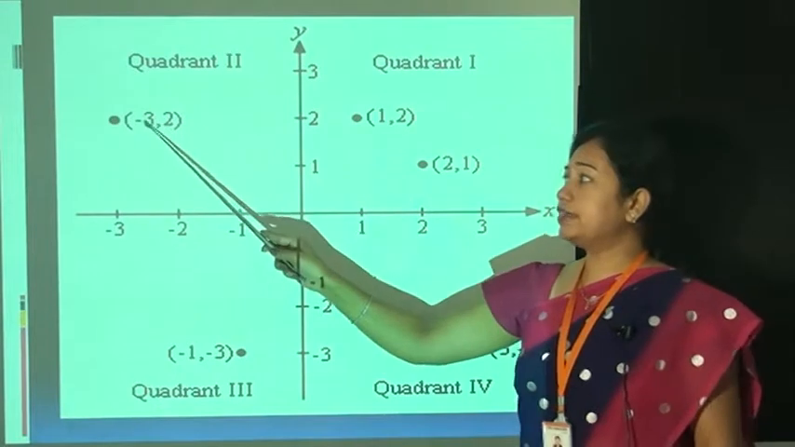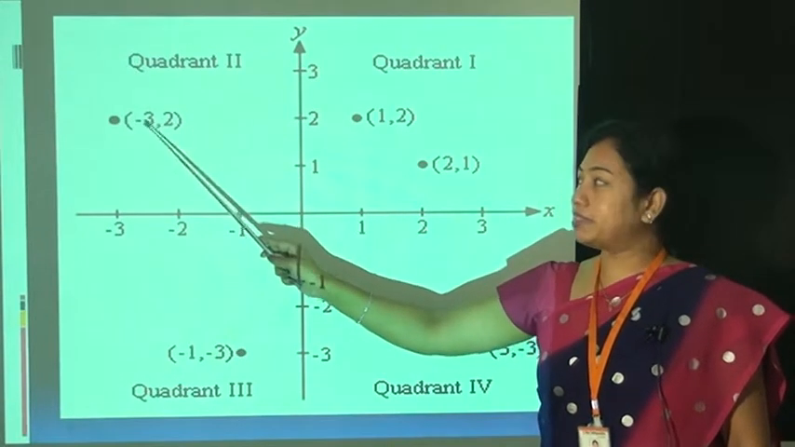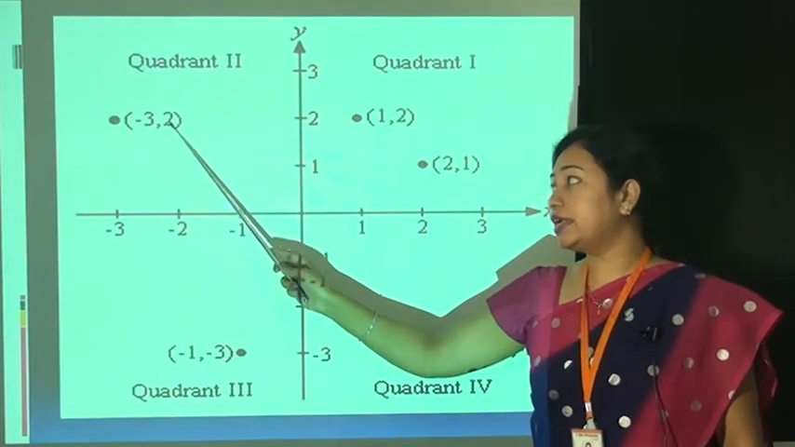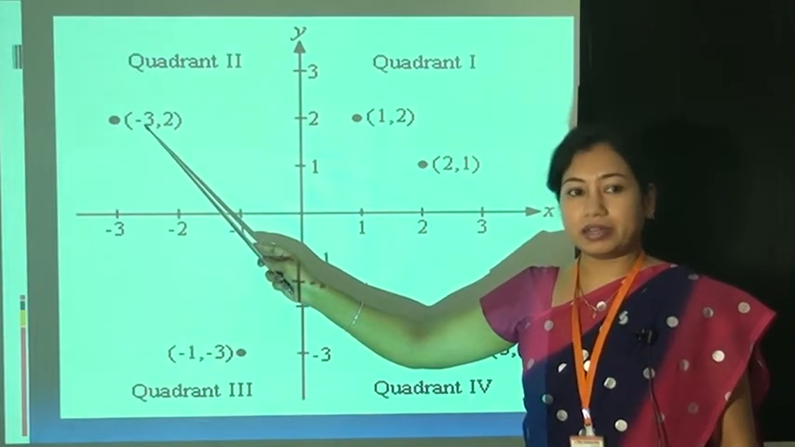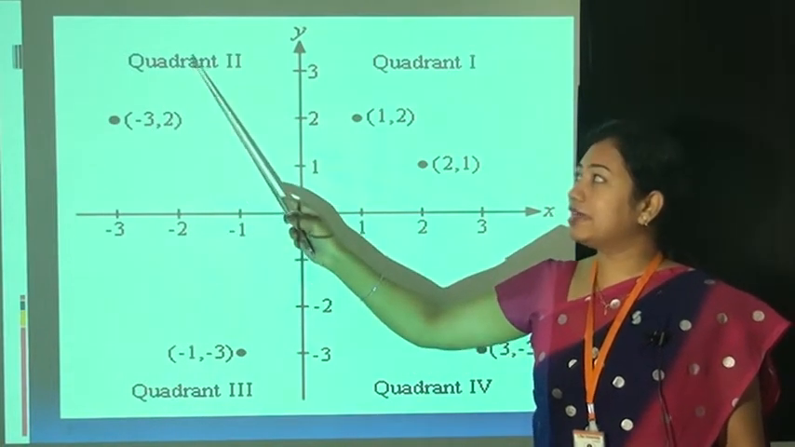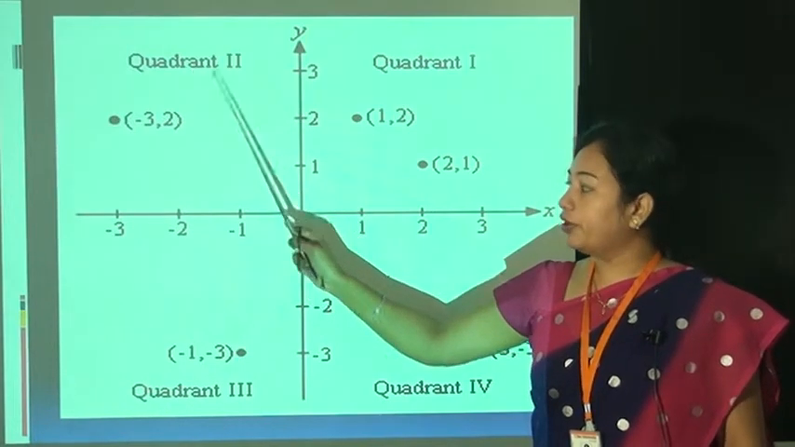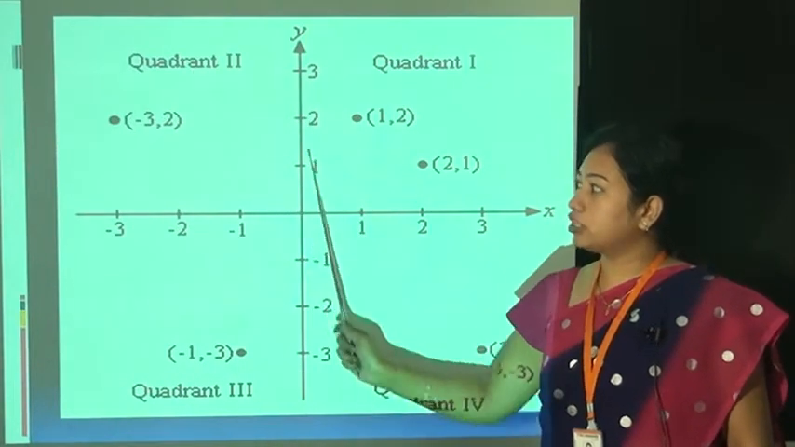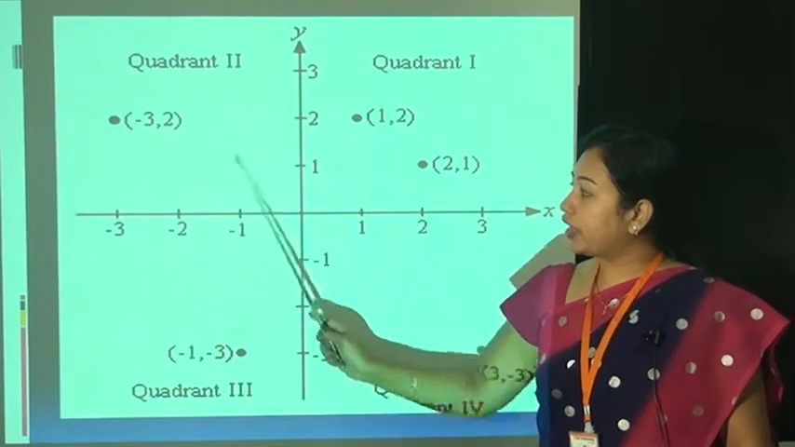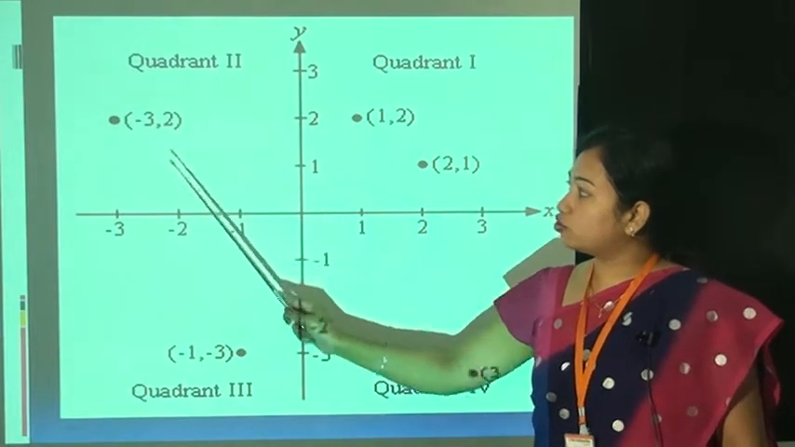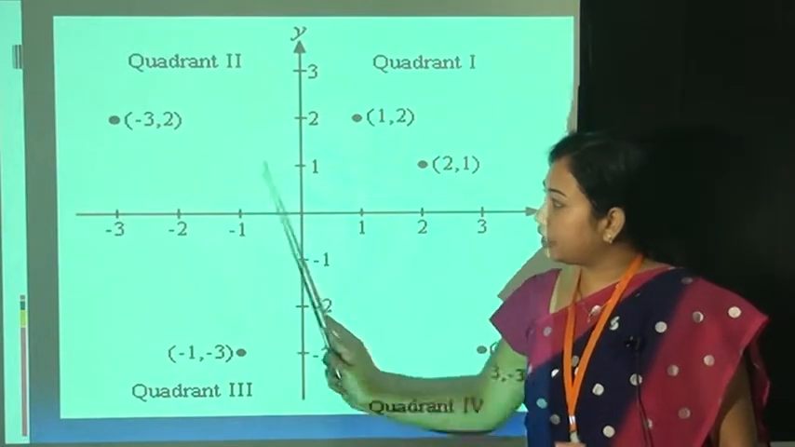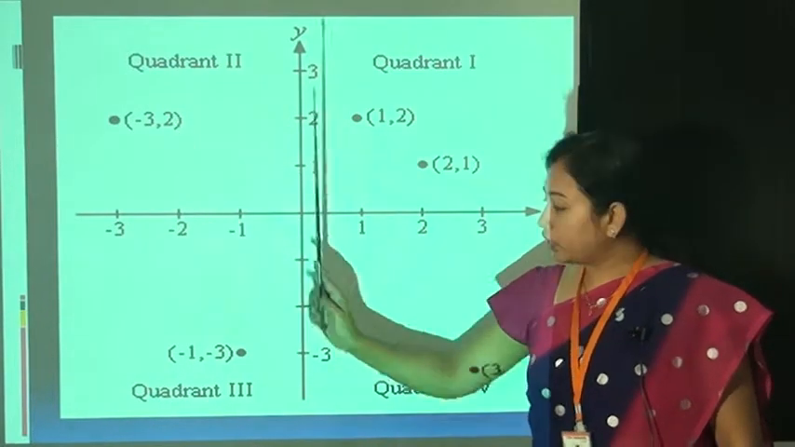Now see here, this point is (-3, 2). That means the x coordinate is negative and the y coordinate is positive. As discussed earlier, if the x coordinate is negative and the y coordinate is positive, then the point always lies in quadrant 2. Clear? Quadrant 2, x is negative, y is positive. So this point lies at -3 on the x axis and the distance on the y axis is 2. Now let's take this point.